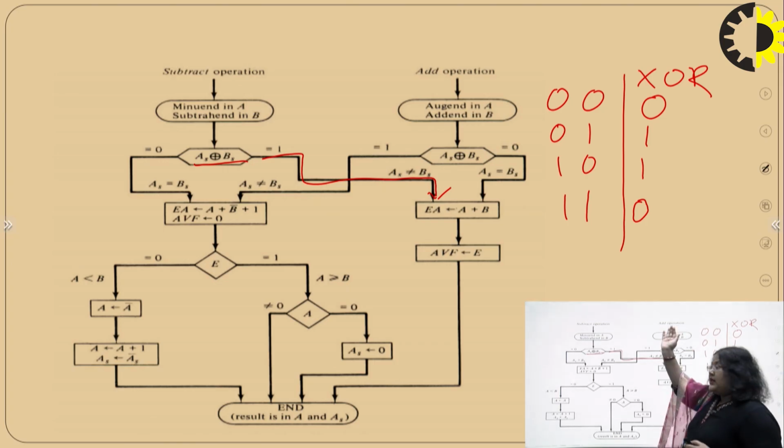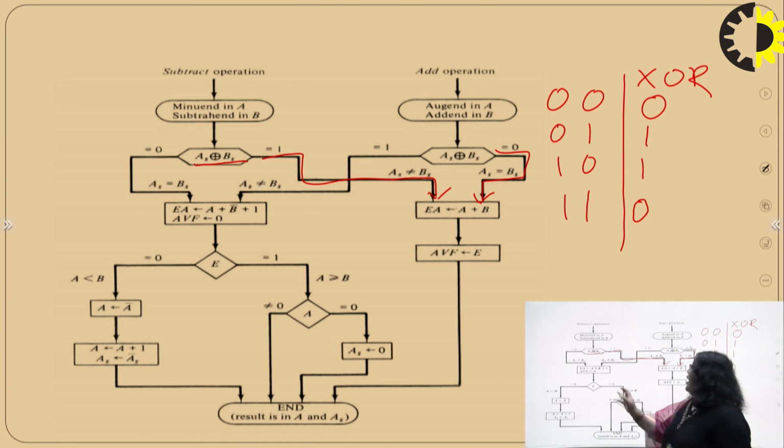Just the opposite in the addition: if both signs are the same, then we have to do the addition. If both signs are different, then we have to perform the subtraction. So, this is the basic criteria that we have to fulfill in defining the flowchart. Sign bits, XOR. Now, if we have to do the subtraction, what is the basic subtraction rule?